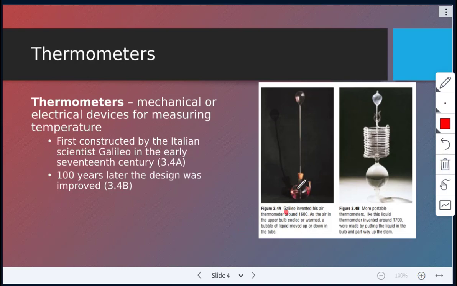Galileo invented his air thermometer around 1600. As the air in the upper bulb cooled or warmed, a bubble of liquid would move up or down in the tube. 100 years later, the design was improved, shown in this figure here. This is a more portable thermometer. It's a liquid thermometer that was invented around 1700. You put a liquid in the bulb and part way up the stem, and then you'll see a movement happening there.